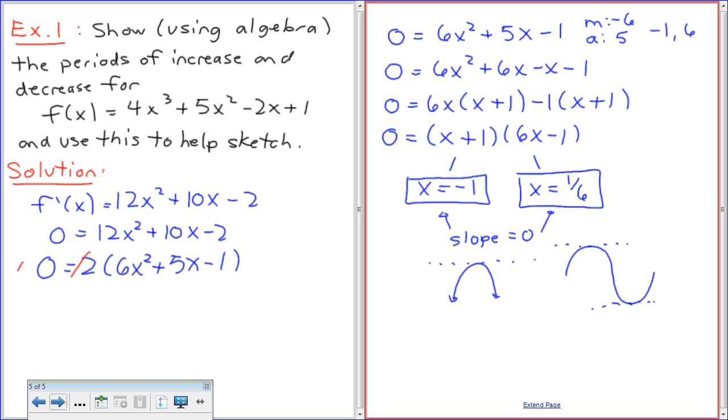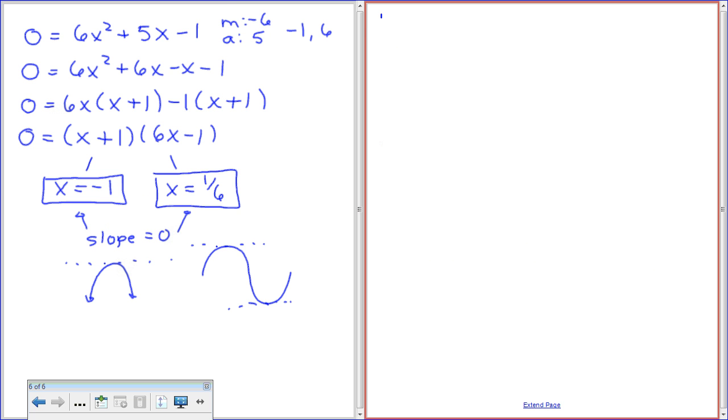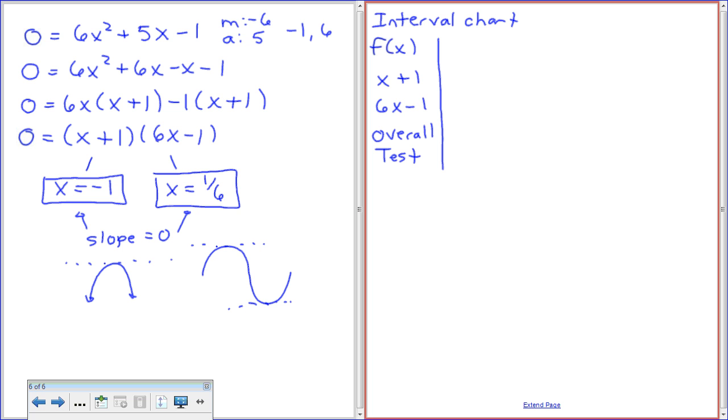Now time for an interval chart. So I'm going to write my f of x. What am I writing for my f of x? Nathan, go ahead. X plus 1, 6x minus 1. Good. And I do an overall one in the test. That's why I write it, because I'm a math teacher. If you do it a different way, that's fine. And if you did this a different way in advanced functions, I have no problem with that. Do it the same way you did in advanced functions. It's going to be similar, I would anticipate.